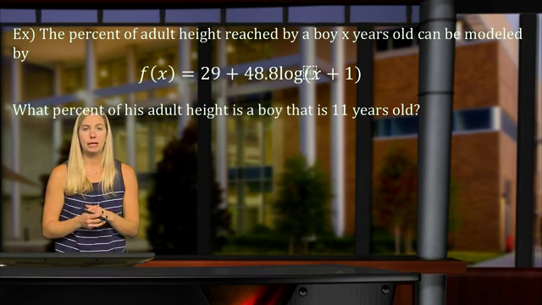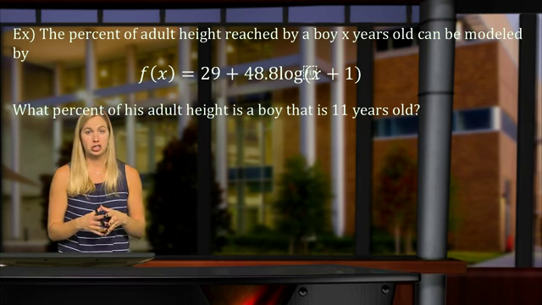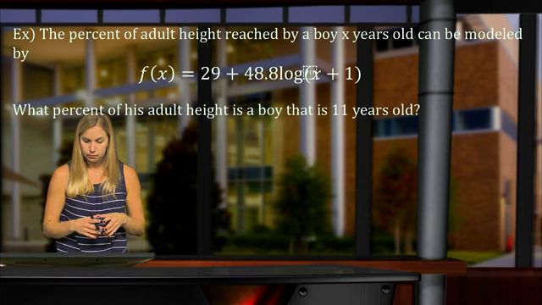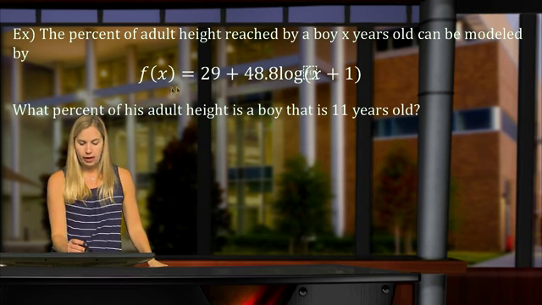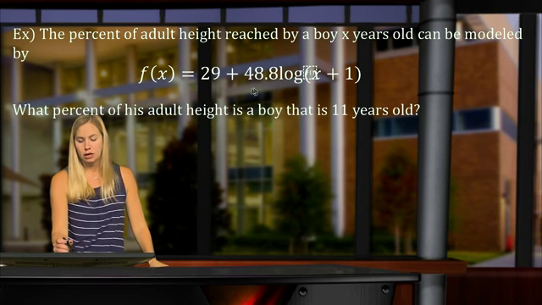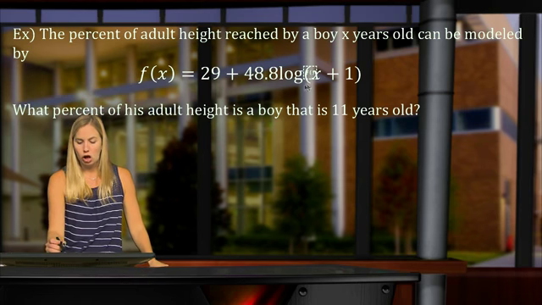So let's look at an application, and in this problem we'll actually get a chance to use our calculator. The percent of adult height reached by a boy that is x years old can be modeled by the function f of x equals 29 plus 48.8 log of x plus 1.